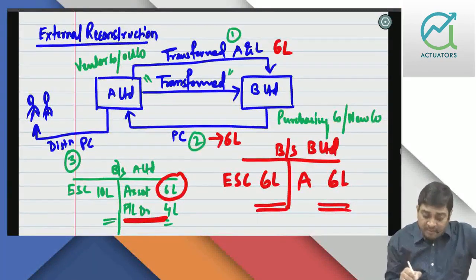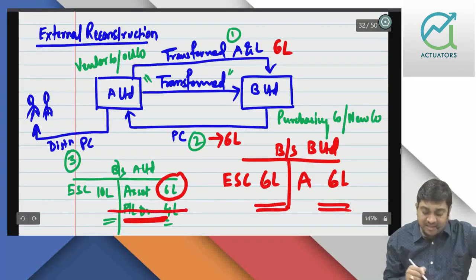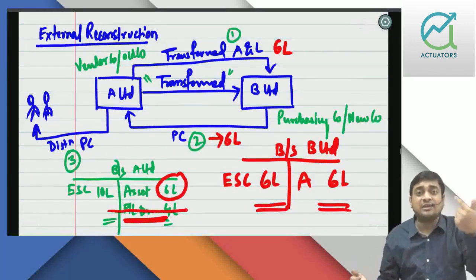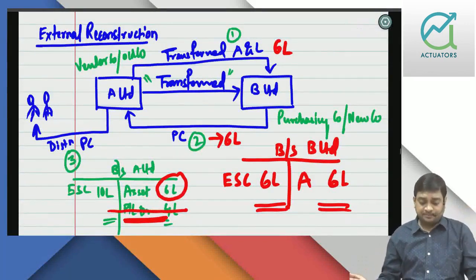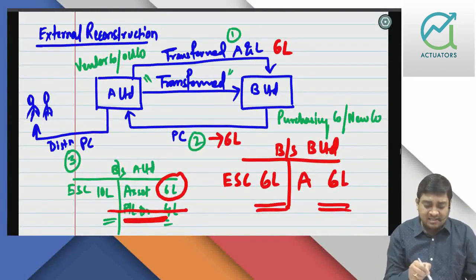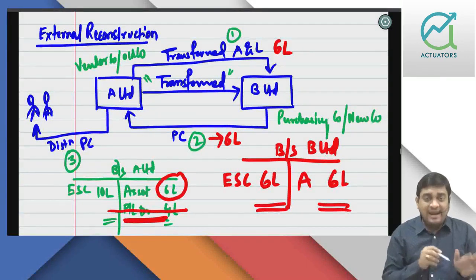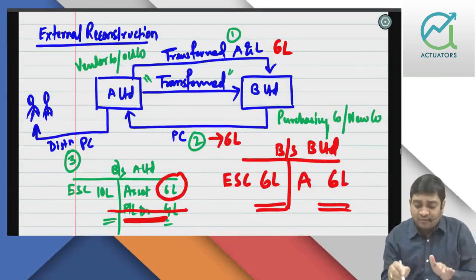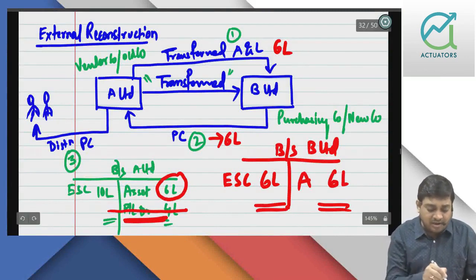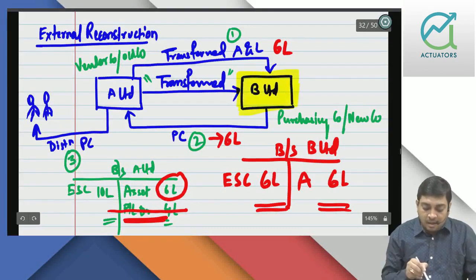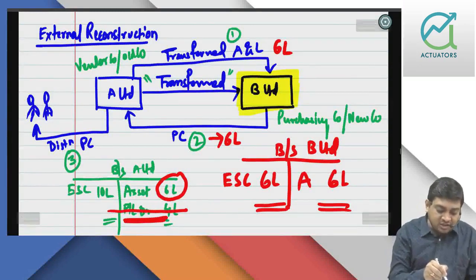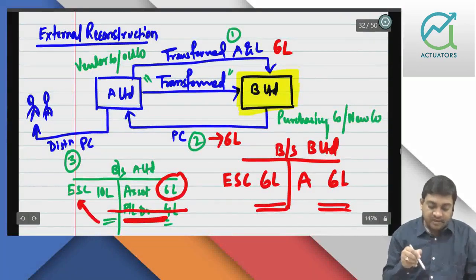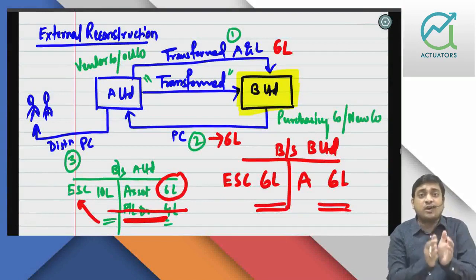Another way of removing this loss is internal reconstruction, that will be taught in the next chapter. Either you go by this or you go by internal reconstruction. The only difference is that when you go by this, you have to incur expenditure again in forming a new company, registration expenses and all. But if you go for the internal reconstruction approach, then you save the cost of forming a new company.